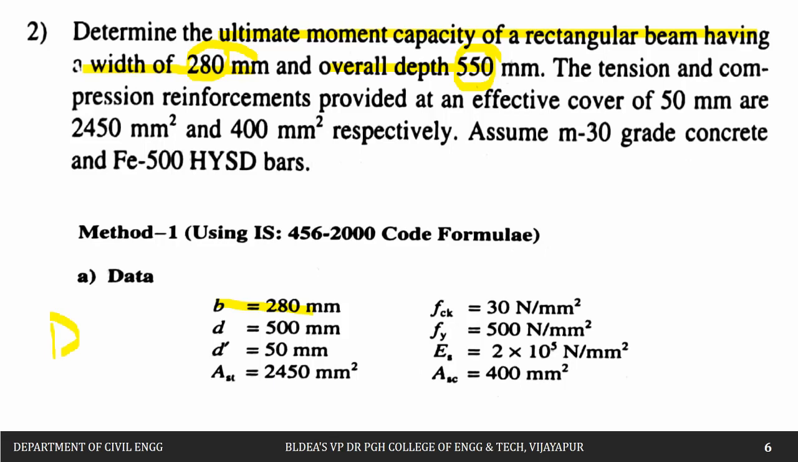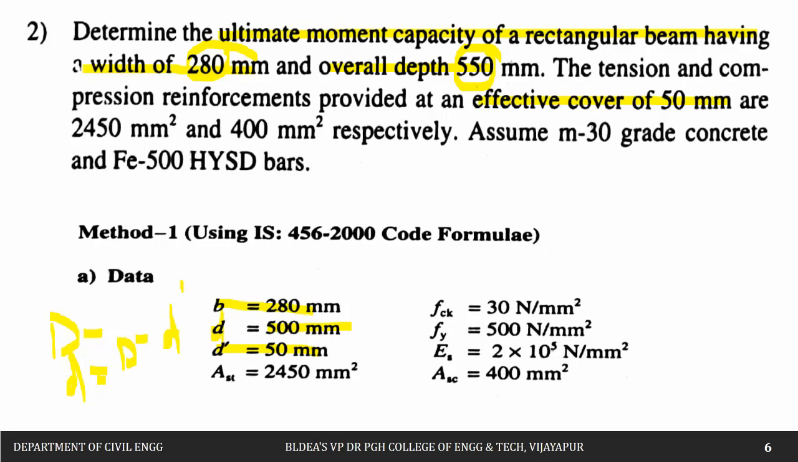The next is they have given effective cover of 50 mm. Effective cover is nothing but D dash, that is 50 mm. If you want to calculate the effective depth, small d will be equal to capital D minus D dash, that is 550 minus 50, we are going to get 500 mm.